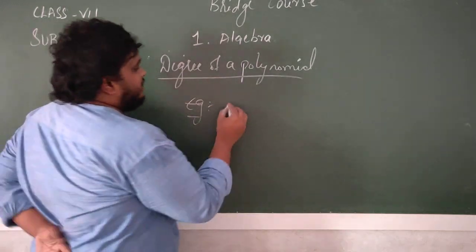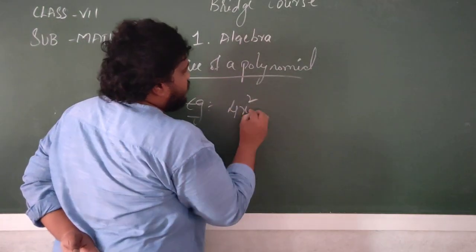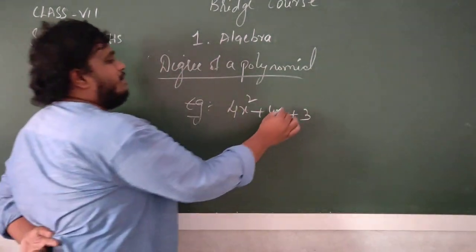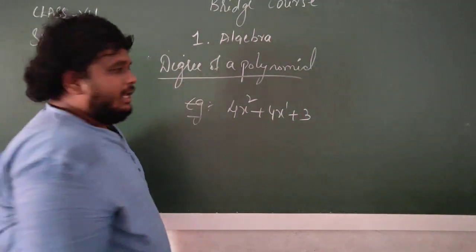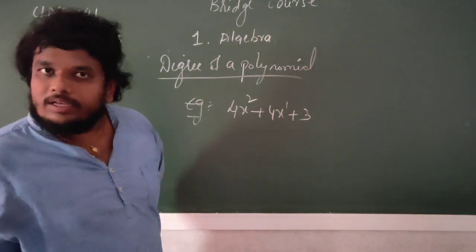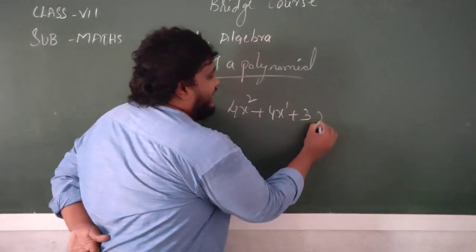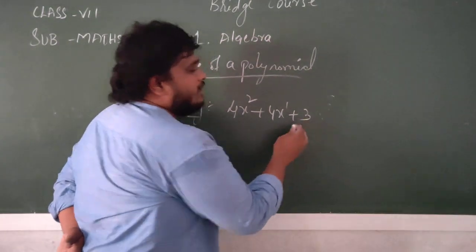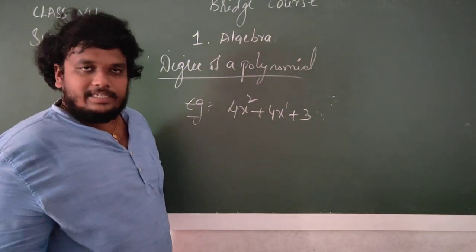For example, there is an expression 4x square plus 4x plus 3. So what is the power of x in the middle term? 1. Is there any power for the constant term? No, the power will be 0. I can write it as x power 0. What is x power 0? It is nothing but 1. So 3 ones are 3, it stays as it is.